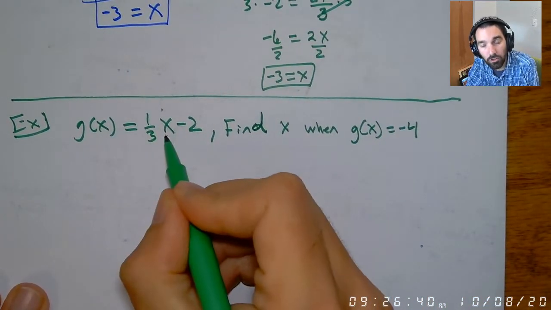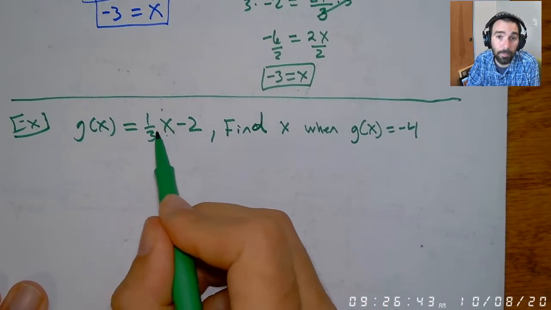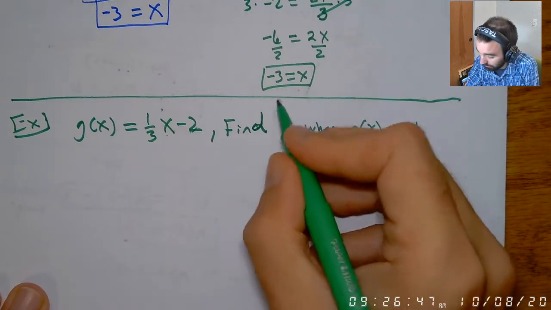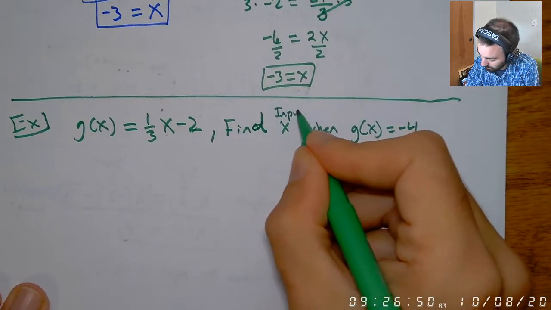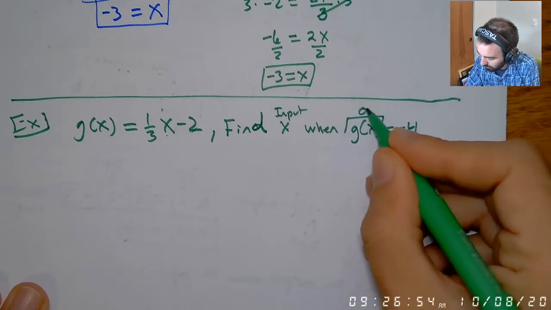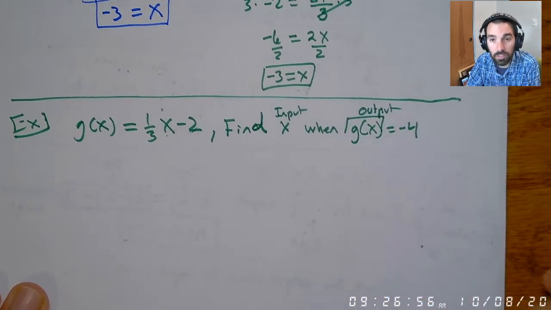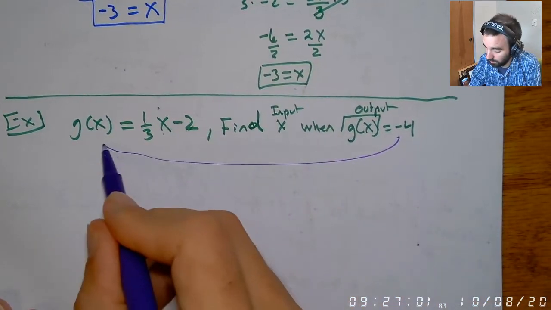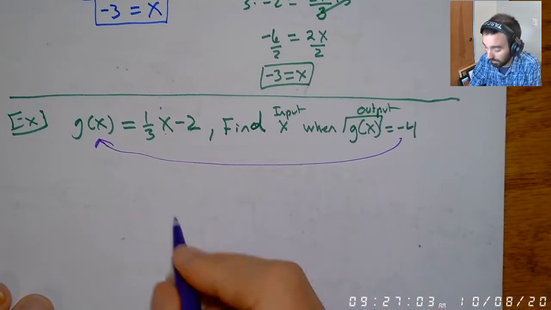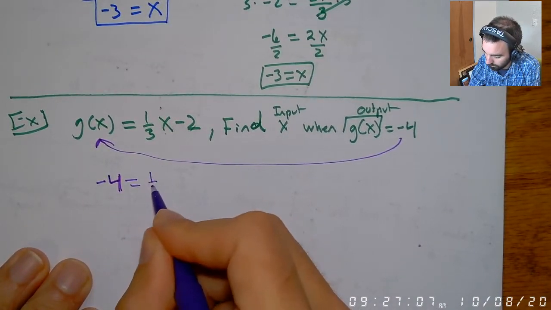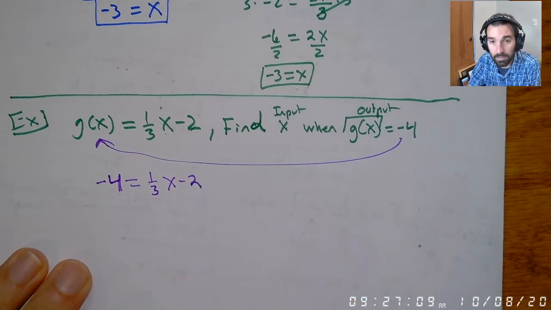So I have a function. It's linear, right? Because I have mx plus my b. We're going to find x. So again, this is my input, when my output equals -4. So to solve this, I'm going to replace my output with -4. Like so.